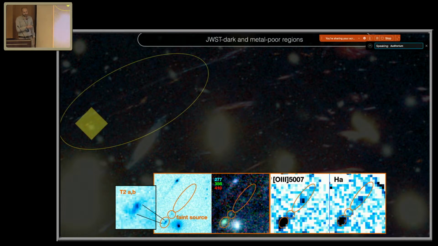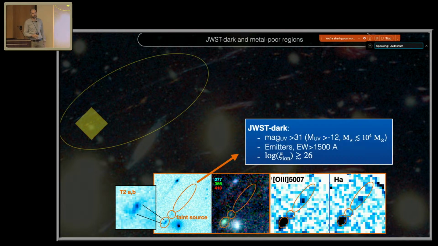Now moving to another subregion of the system. Here I'm showing rest UV and rest optical plus O3 and H alpha lines from NIRSpec. And we recognize one of the two clusters that we already mentioned before, but also that there's a region which is completely dark in rest UV. That means it's very, very faint, so observed magnitude intrinsically is more than 31.